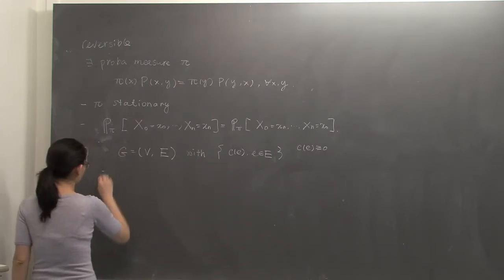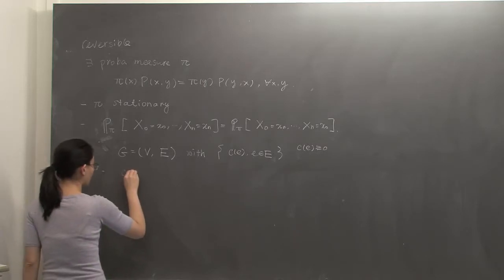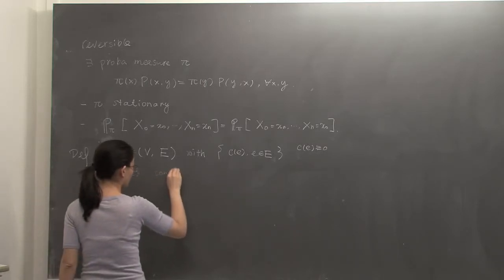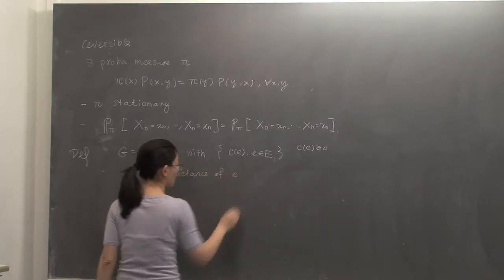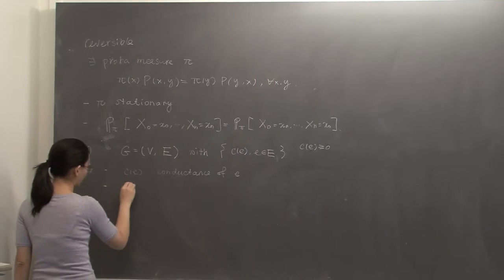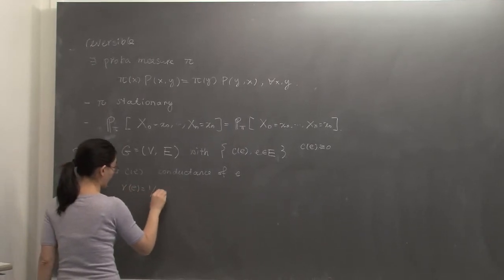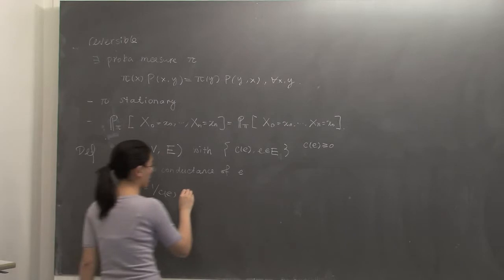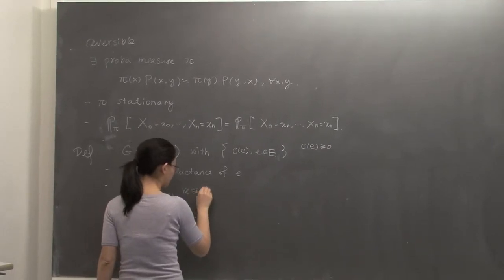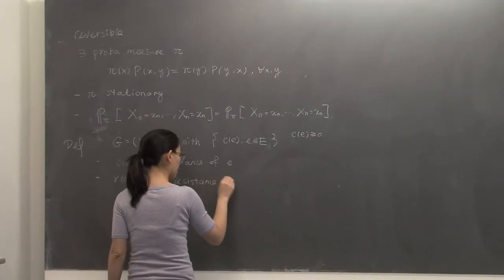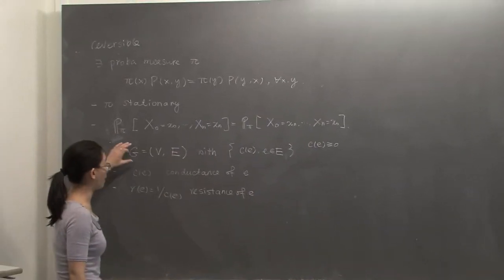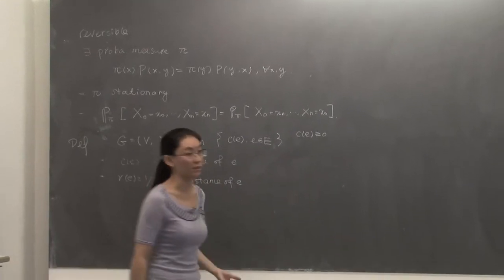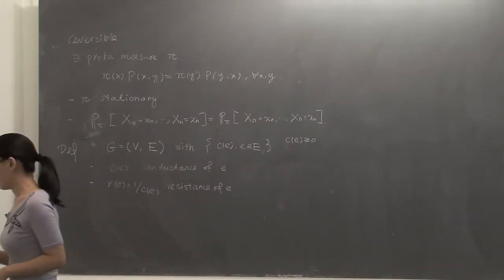And in this definition, we say that c_e is the conductance of the edge. And we also write r_e as the inverse of the conductance, and we call it the resistance of the edge. So this is a network. A network is just a graph with a collection of non-negative numbers. Okay, and then a random walk on the network.